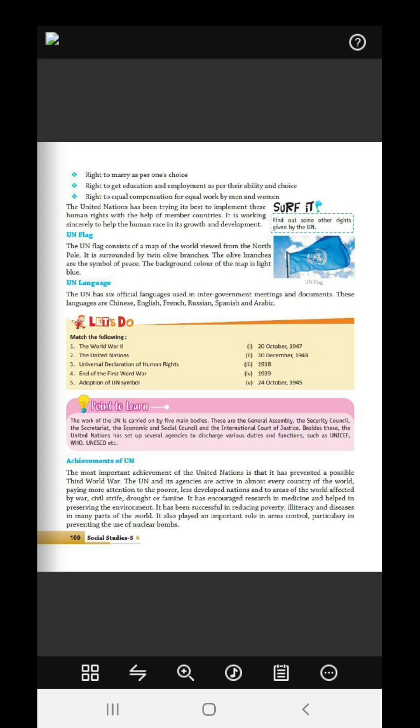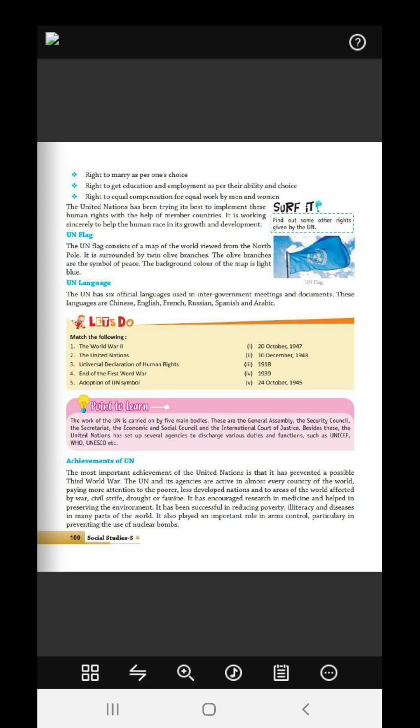The UN flag consists of a map of the world viewed from the northern pole. It is surrounded by 12 olive branches. The olive branches are a symbol of peace. The background color of the map is light blue. This is the flag you can see in the picture. The UN has 6 official languages used in intergovernmental meetings and documents. These are Chinese, English, French, Russian, Spanish, and Arabic.